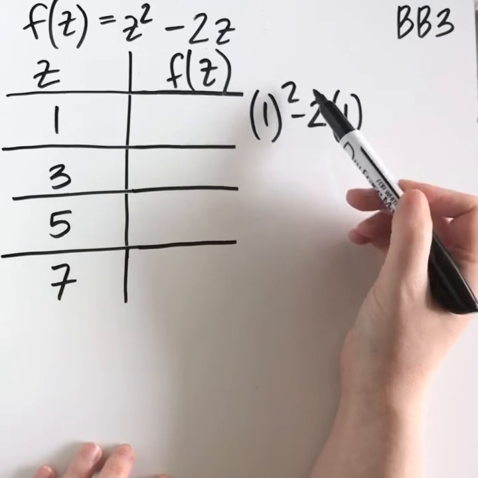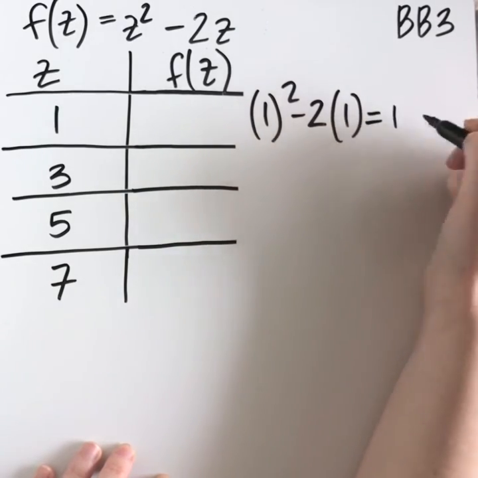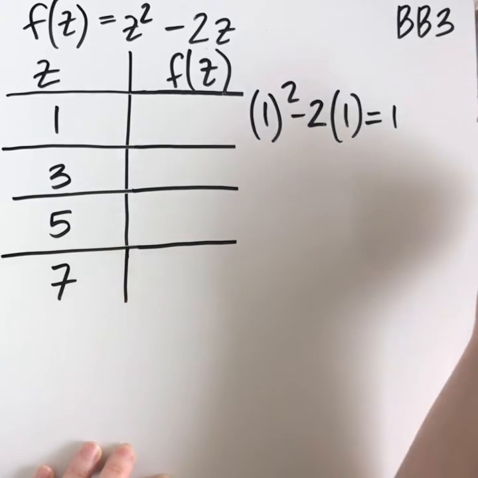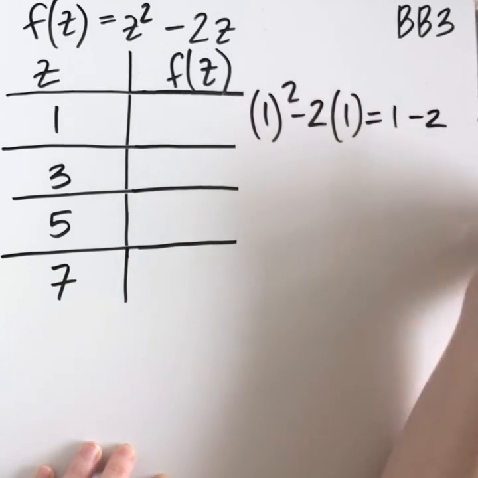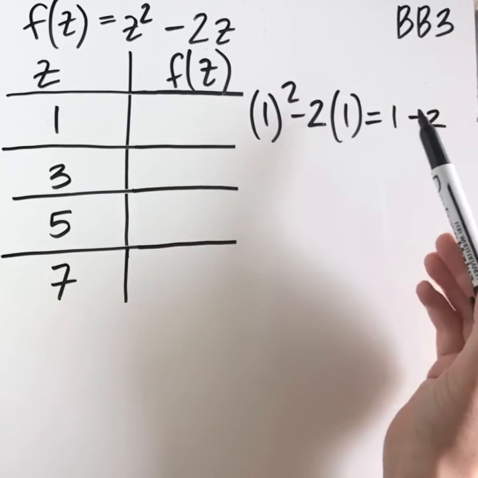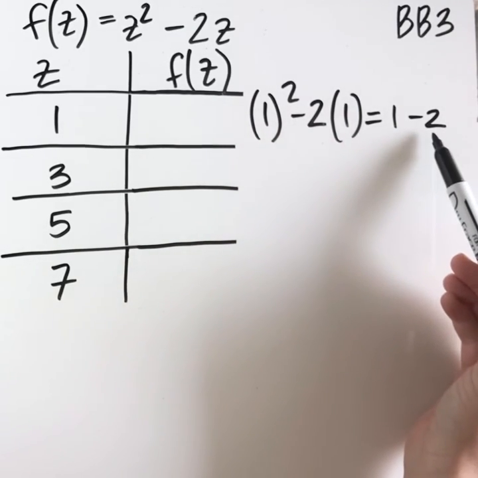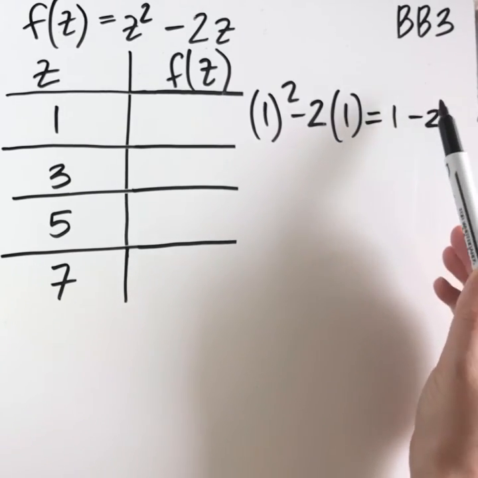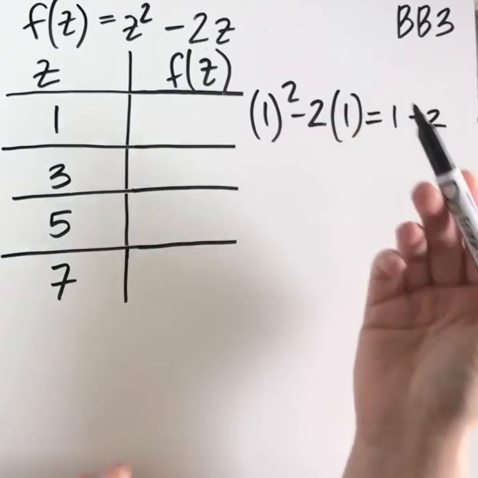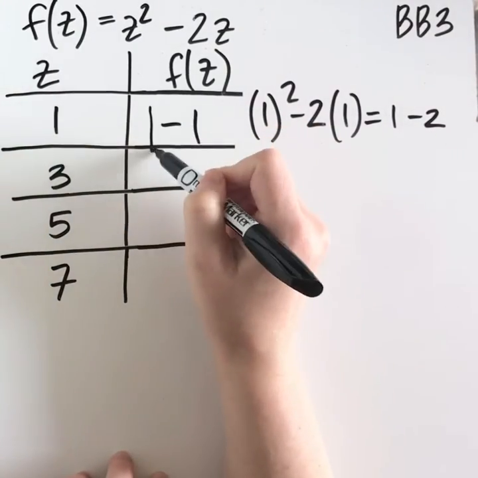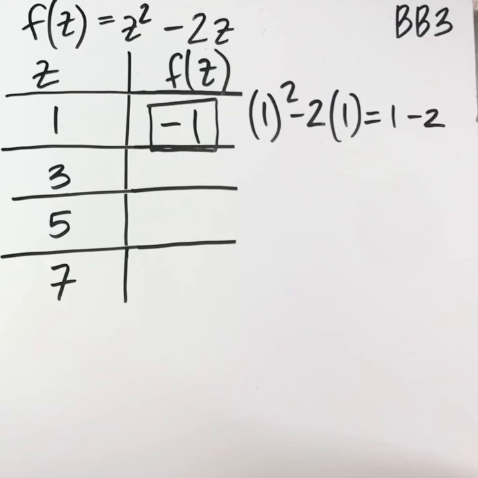So first, 1 squared gives us 1. Negative 2 times positive 1 gives us negative 2. So now we can see we've done the exponent, we've done the multiplication, all that's left is this subtraction. 1 minus 2, since the negative is larger, it's going to go to negative 1. And we put that here in this first box for BB3.